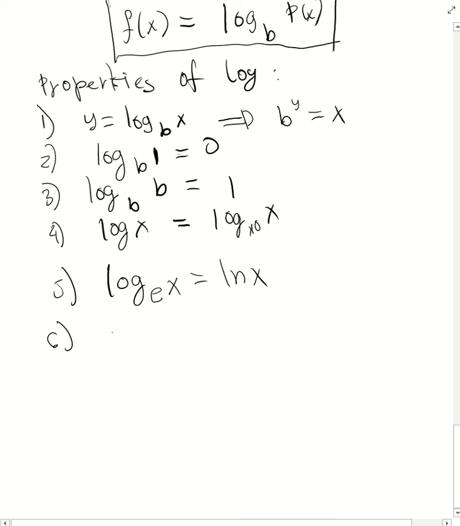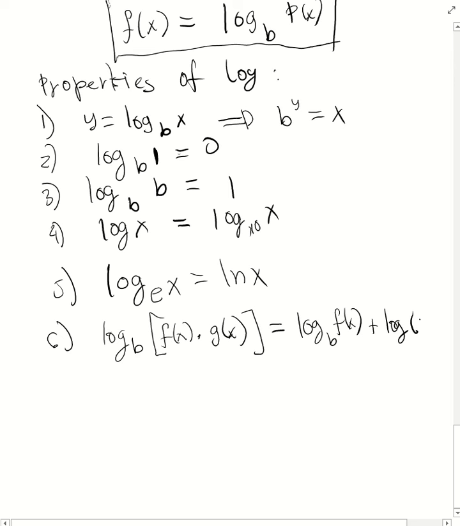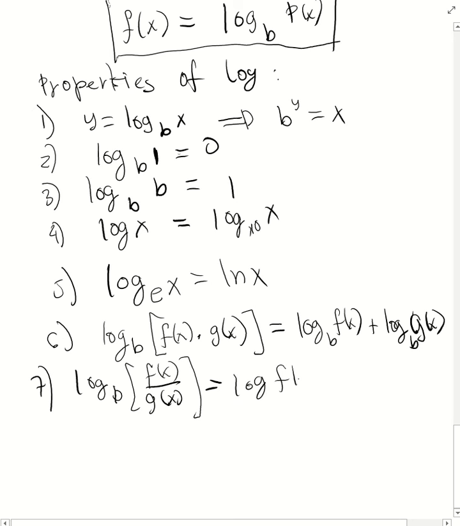And if you have a product, the log of a product of two functions, log of f of x times g of x, this is equal to log of f of x to the base b plus log of g of x to the base b. If it's division, log to the base b of f of x divided by g of x, then this will be equal to log of f of x to the base b minus log of g of x to the base b.